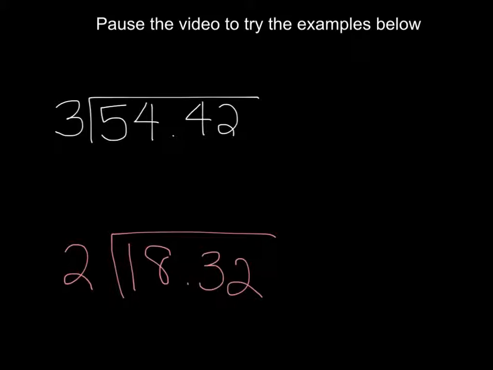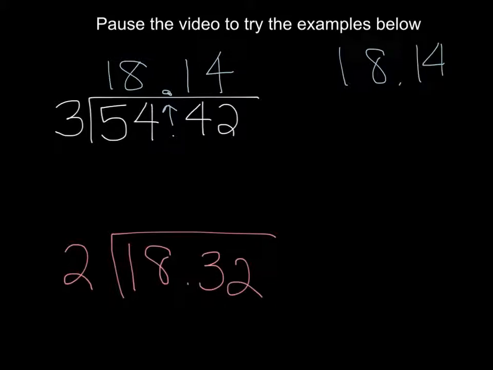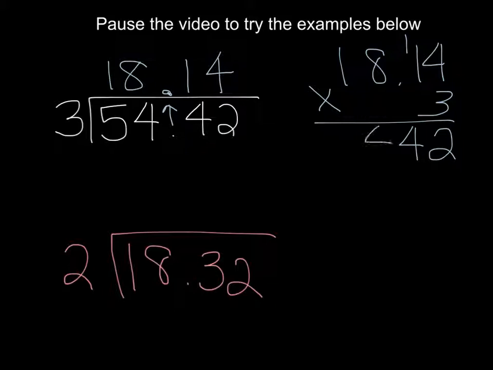So for the first example, you want to bring your decimal point straight up and then figure out how many times 3 goes into 54.42. And I've gone ahead and done this, and it comes out to 18.14 with my decimal in the middle. So then you can check it by multiplying by 3, and you should get your 54.42.